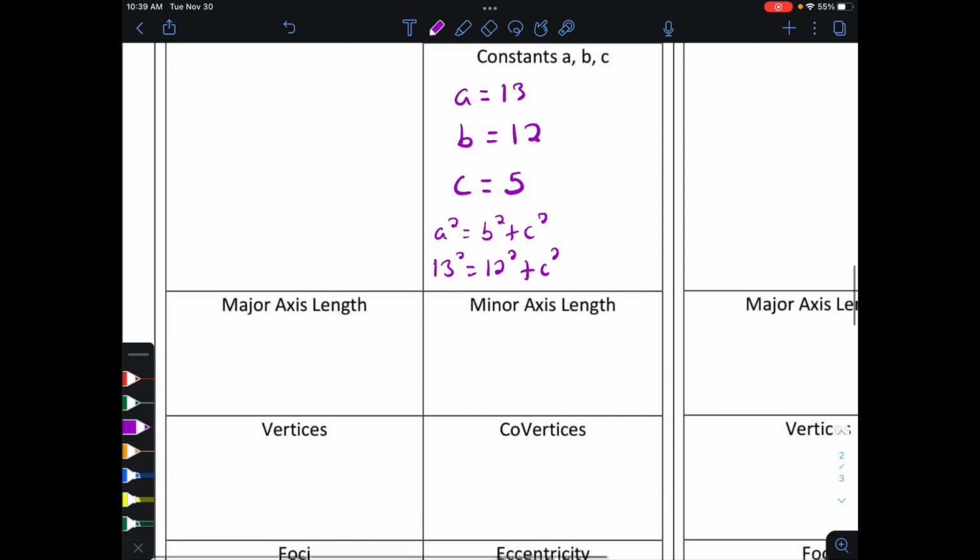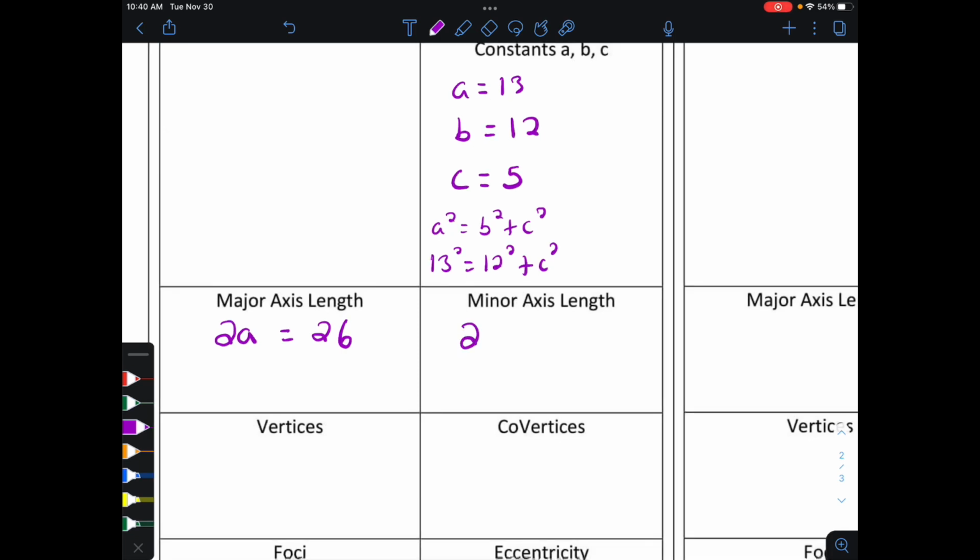The major axis length, that's the distance that connects the two vertices together. In this case, the vertices were up and down. It's also, if you like memorizing things, the major axis length is 2 times A for the ellipse. So this would be 26 units long. The minor axis connects the co-vertices together. How wide is it stretched? In this case, horizontally. The minor axis length is always 2 times B. So in this case, it would be 24.